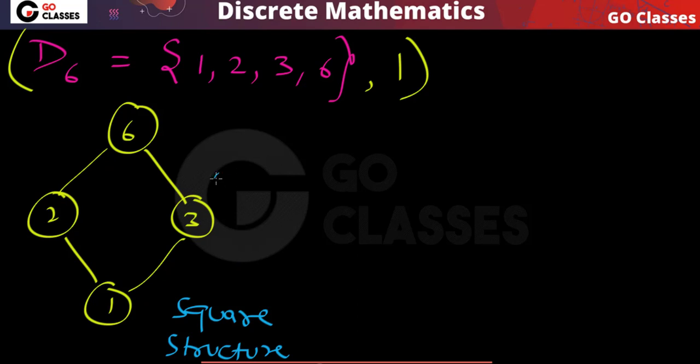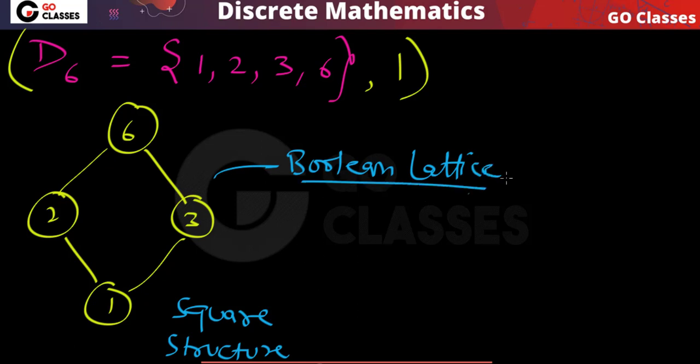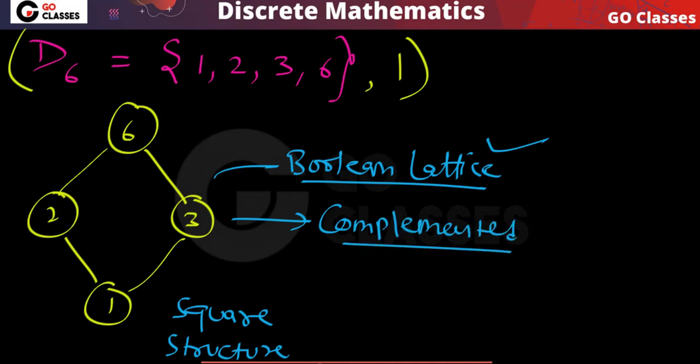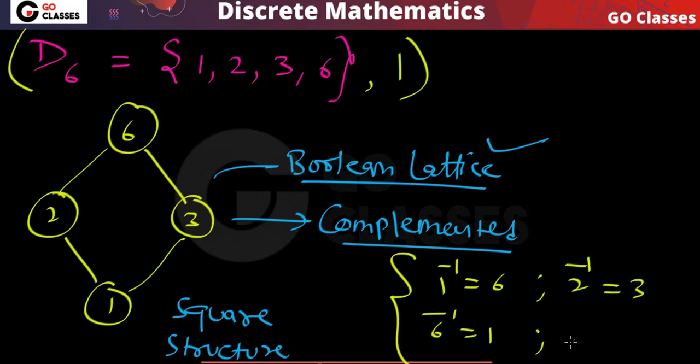This square structure is actually a Boolean lattice. Because this is a Boolean lattice, this is complemented also, and this is distributive also, bounded also. Every Boolean lattice is complemented. Why is this complemented? Because for every element we have a complement. The complement of 1 is 6, complement of 6 is 1, complement of 2 is 3, and complement of 3 is 2. So yes, this is a complemented lattice, and Dn is always distributive. You can clearly see D4 is not complemented, but D6 is complemented.